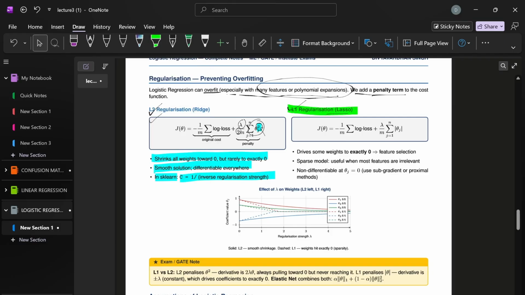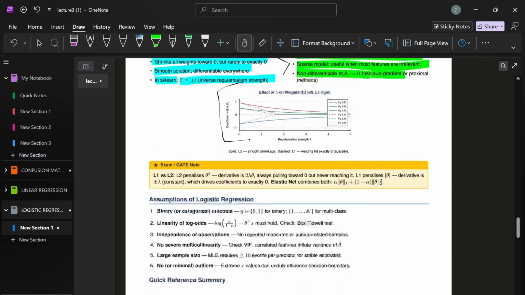Okay, and next we have the L1 regularization, that is lasso. It adds lambda over m times the sum of the absolute value of theta j. Here you don't need to square it. Some of the points are that it drives some weights exactly to zero. That's feature selection built in. And secondly, it's non-differentiable at zero, so we use a subgradient method here. Okay, so here you can also see the difference between the two, and why L2 regularization, ridge regularization, has an edge over L1 regularization.